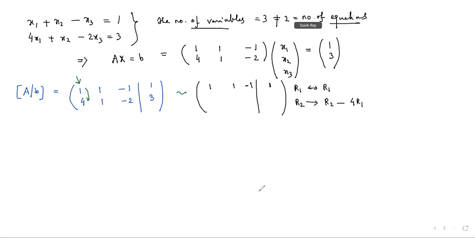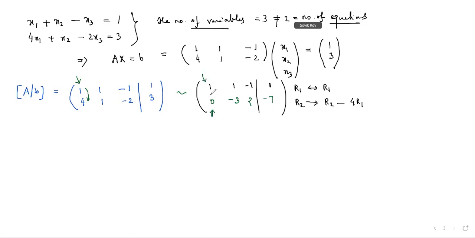If I do the operation, what I get is: 4 minus 4, that is 0, 1 minus 4, that is minus 3, minus 2 minus minus 4, that is 2, and 3 minus 4, that is minus 1. So we get this particular thing. 1 has come out over here and 0 has come out over here.